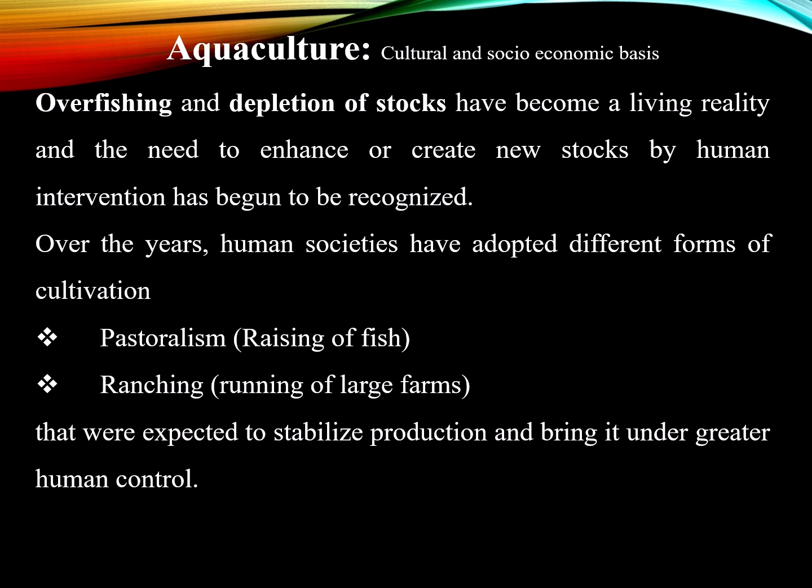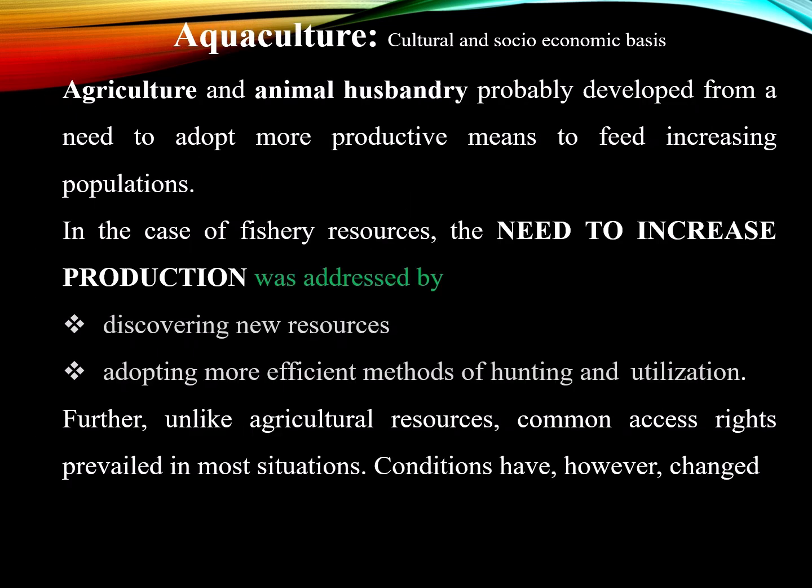For various reasons, this type of evolution in the basic forms of food production has been too slow to occur in respect of living aquatic resources. Agriculture and animal husbandry probably developed from a need to adopt more productive means to feed increasing populations. In the case of fishery resources, the need to increase production was addressed by discovering new resources and by adopting more efficient methods of hunting and utilization. Further, unlike agricultural resources, common access rights prevailed in most situations.